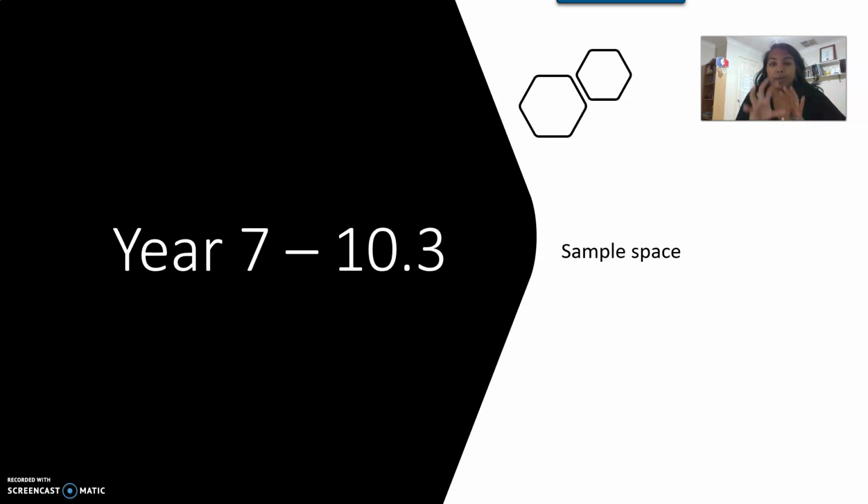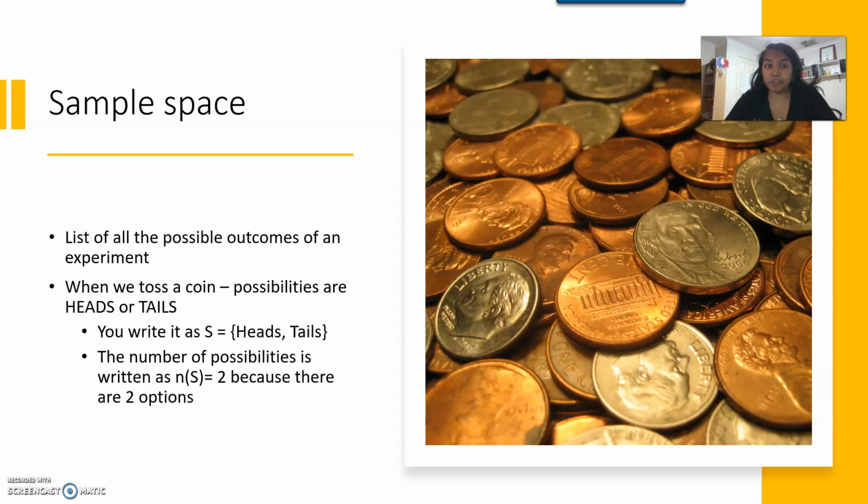So I know it's a bit jumbled up, but now we're going to Year 7, 10.3, and I'm going to briefly talk about sample space. So sample space is the list of all the possible outcomes of an experiment. So when you're conducting an experiment of some sort, what are all the possibilities you can get within that experiment? So for example, when we toss a coin, we can either get heads or tails.